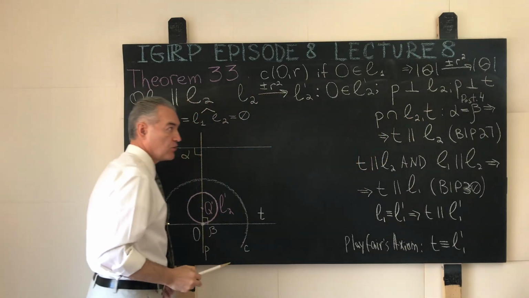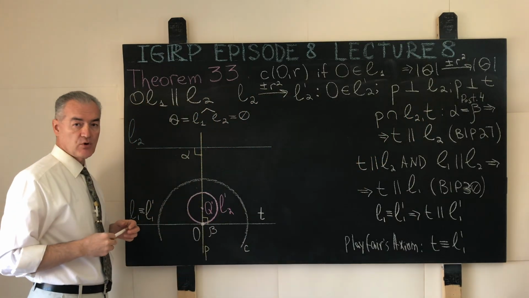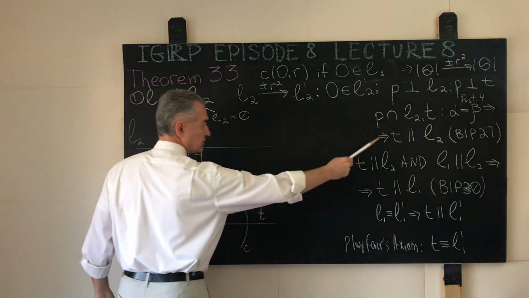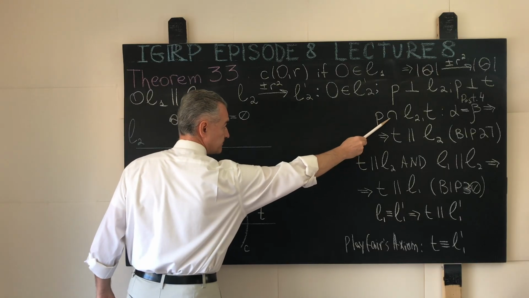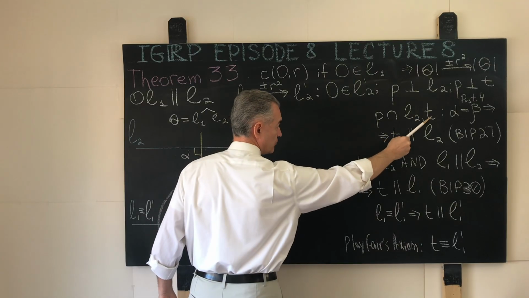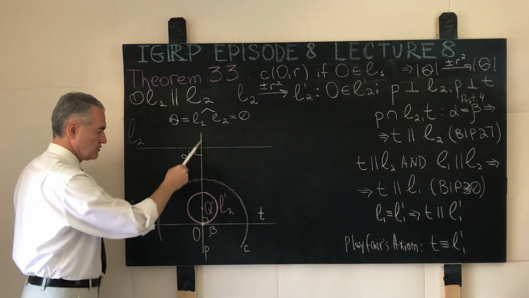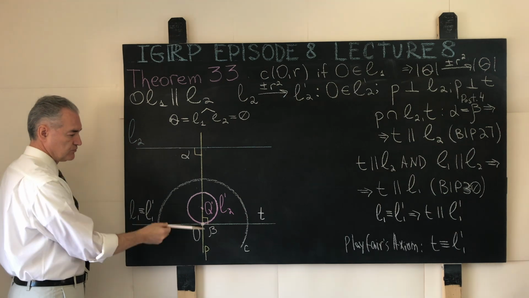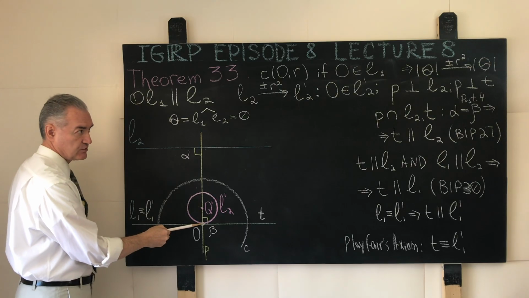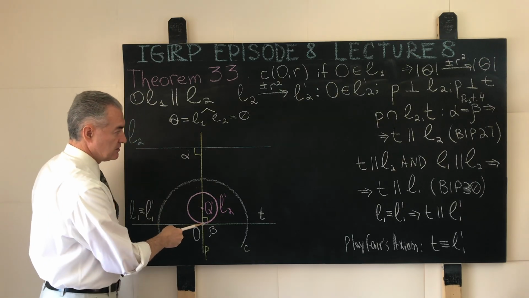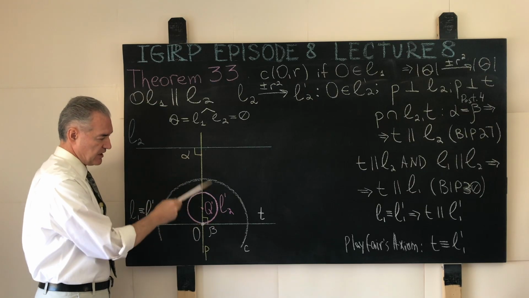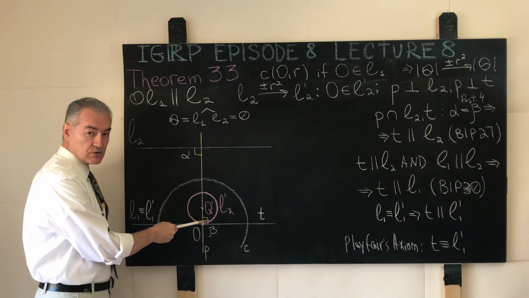And what do we have now? Here we have exactly the setup of Euclid's Elements Book 1, Proposition 27. Look at this. We have one straight line, lowercase p, falling on two other straight lines, L2 and T, which is a tangent to the image circle through the center of inversion. And it makes the magnitudes of the alternate angles, alpha and beta, equal one another.